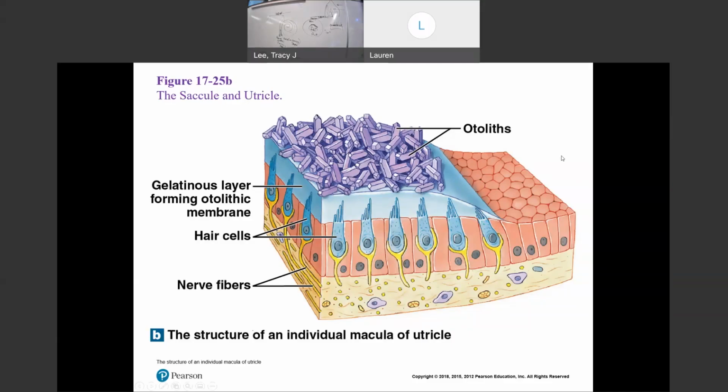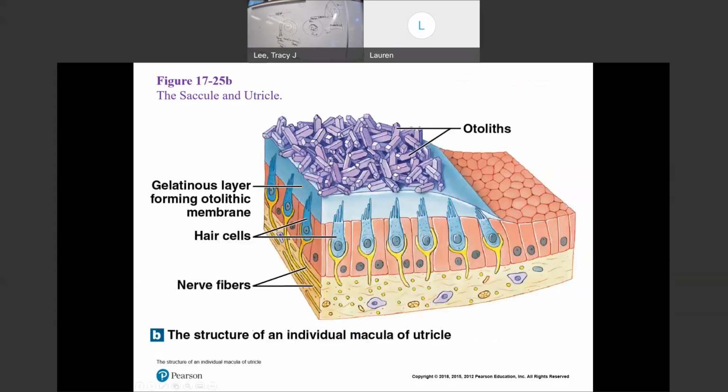So we have, again, just this big gelatinous, I always think of it like a little mat right here with your stones. And as you tip, the gel tips and the crystals tip, and that's what causes these hairs to bend and send an action potential.